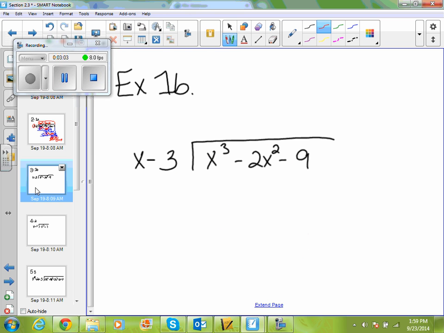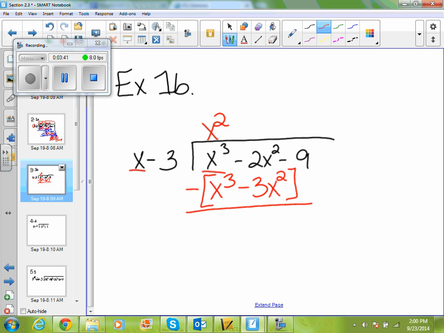Okay, so let's look at 1b. We're dividing x cubed minus 2x squared minus 9 by x minus 3. And we always look at our first terms, so our x and x cubed. X goes into x cubed, x squared times. So x times x squared is x cubed. Negative 3 times x squared is negative 3x squared. And then we subtract this whole thing.